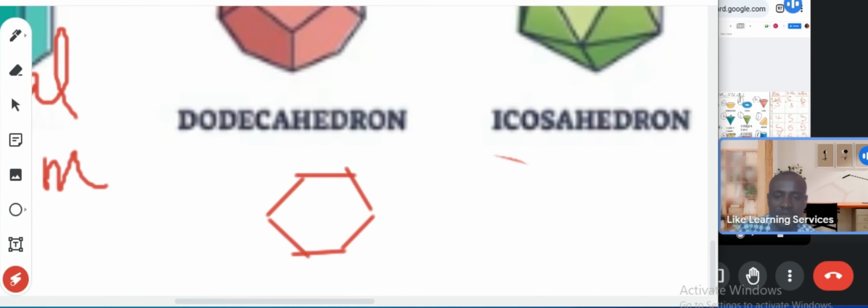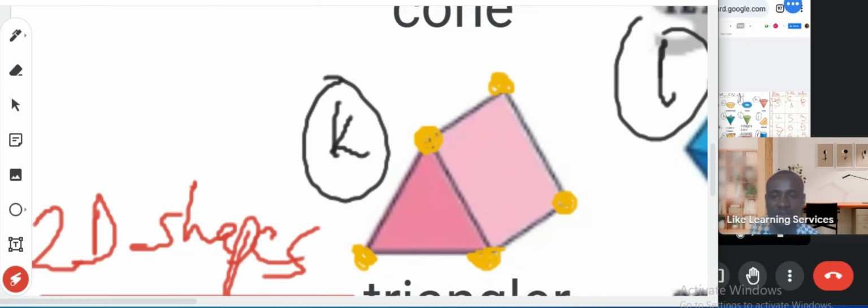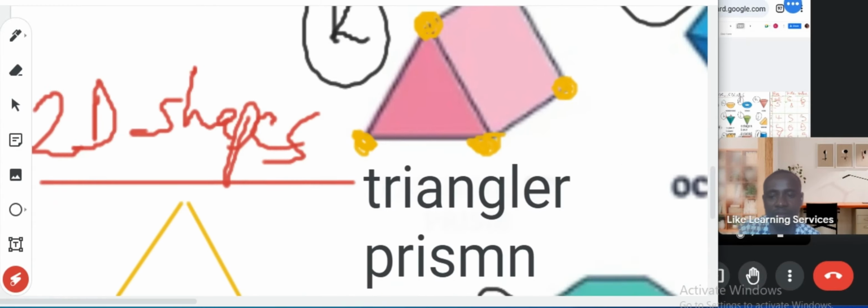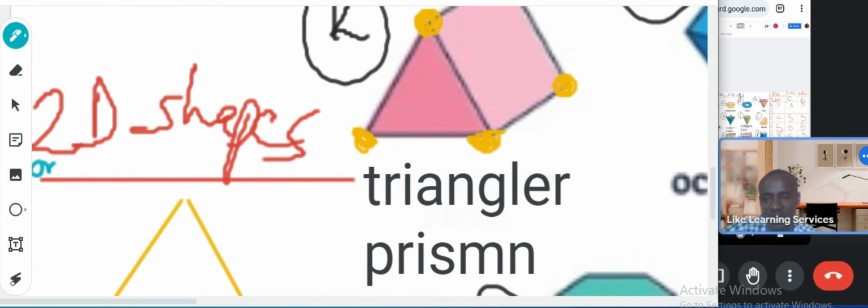What's the name of this shape? This one, a hexagon. Is it a 2D or a 3D? 2D. Just the dimension is 2, not 3. It's not a solid, it's a plane shape. In fact, 2D shapes are also called plane shapes. Okay? So another name for 2D shape is plane shapes.